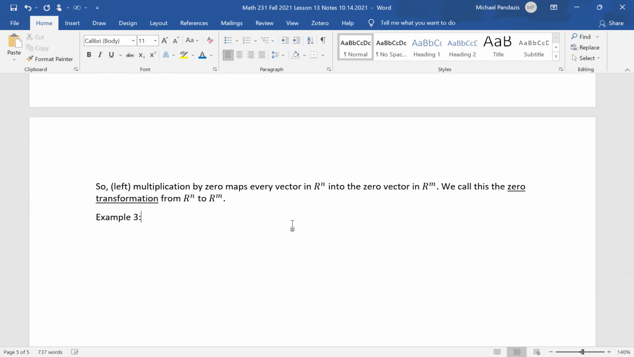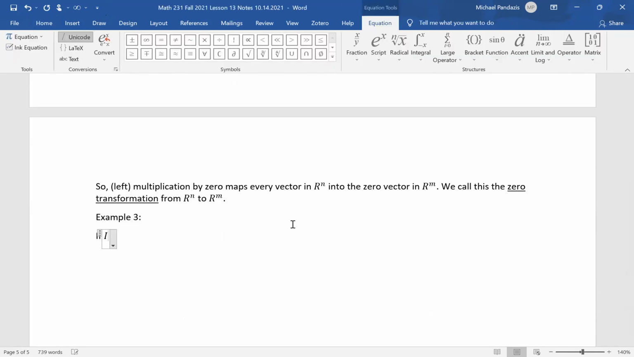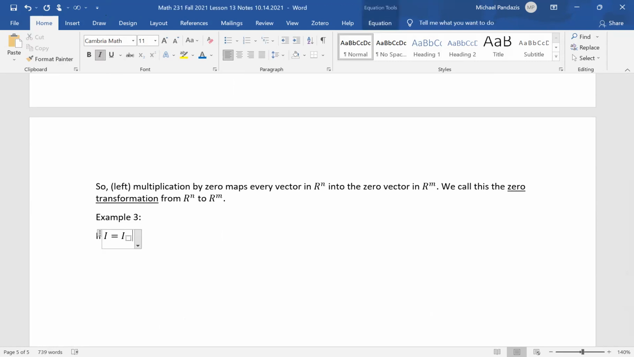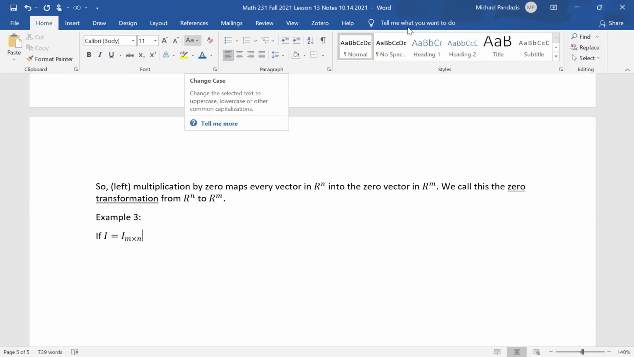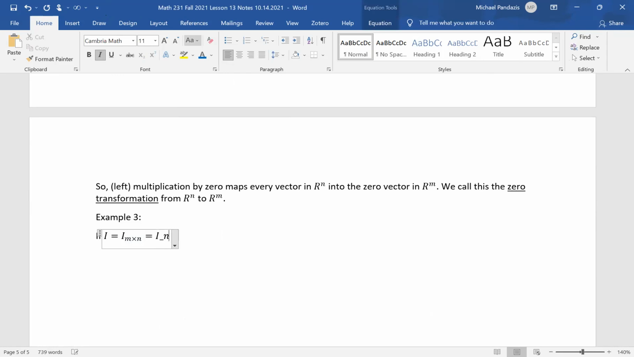Okay, so example 3. If I equals the m by n identity matrix, which equals I sub n. Oh, sorry, n by n identity matrix.